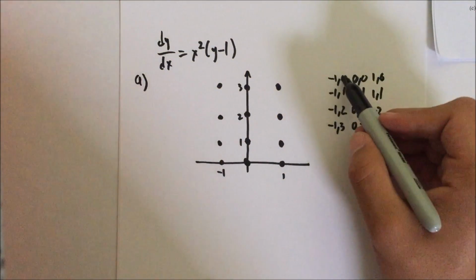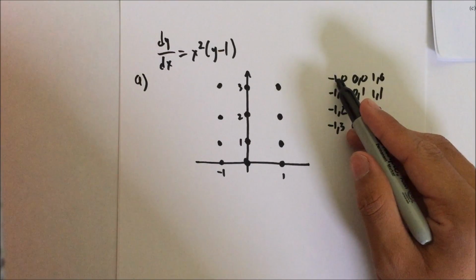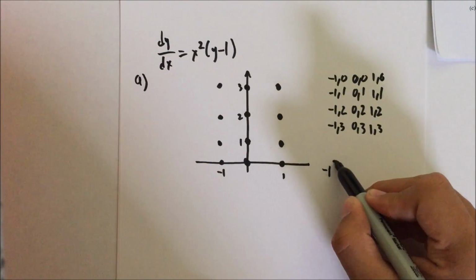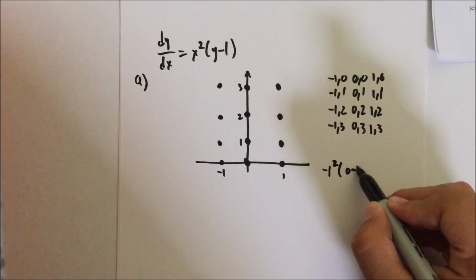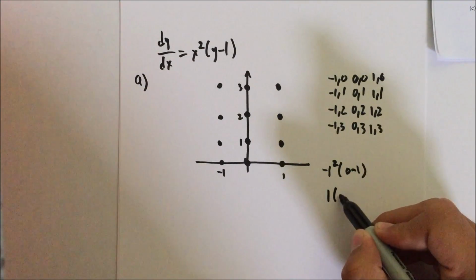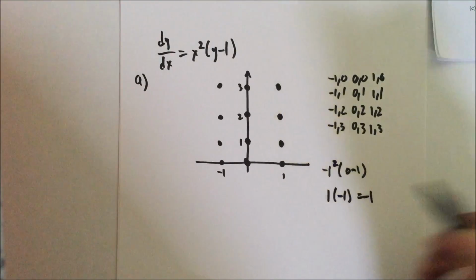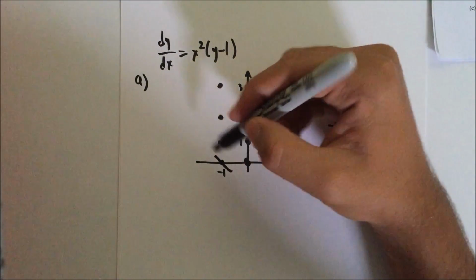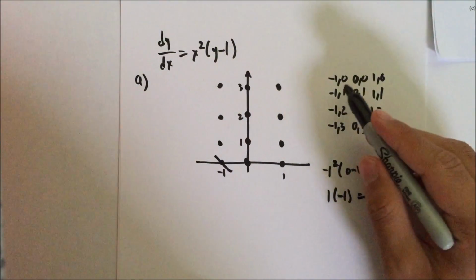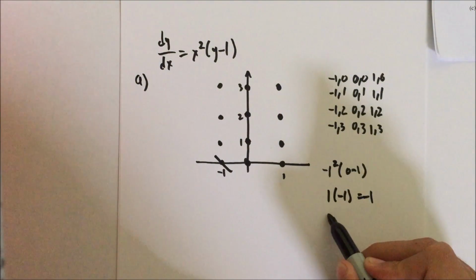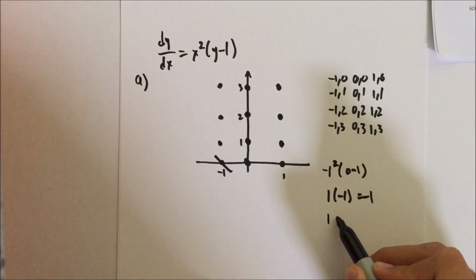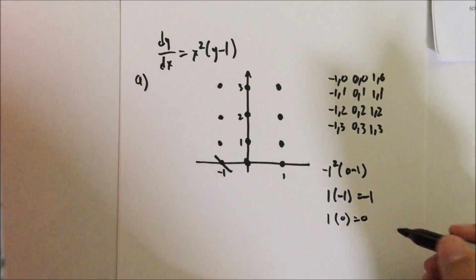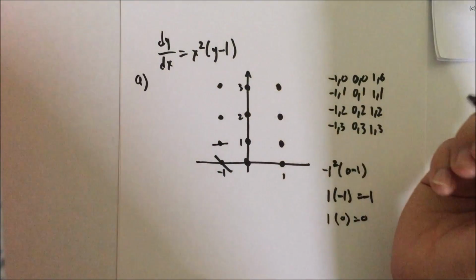So first we're going to go with (-1, 0). So x is negative 1, so negative 1 squared times 0 minus 1. Negative 1 squared is 1, and 0 minus 1 is negative 1, which is going to be negative 1. So it's a negative number, so the slant is going to be facing toward the left. Going for the next one, it's going to be negative 1 squared, which is 1, times 1 minus 1 is 0, which is going to equal 0. Since it's 0, it's always going to be a flat line.